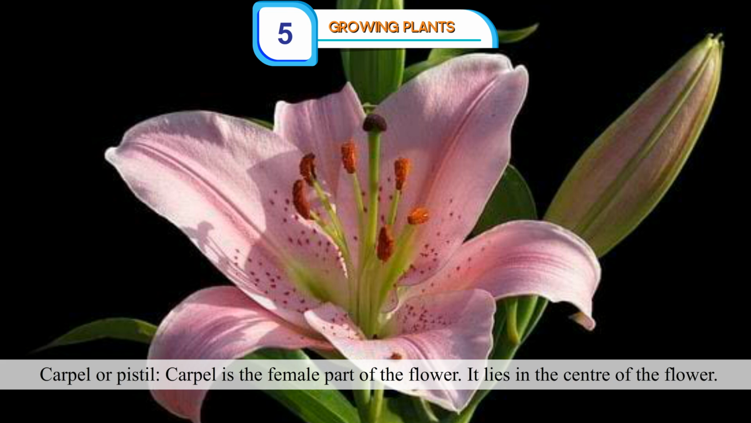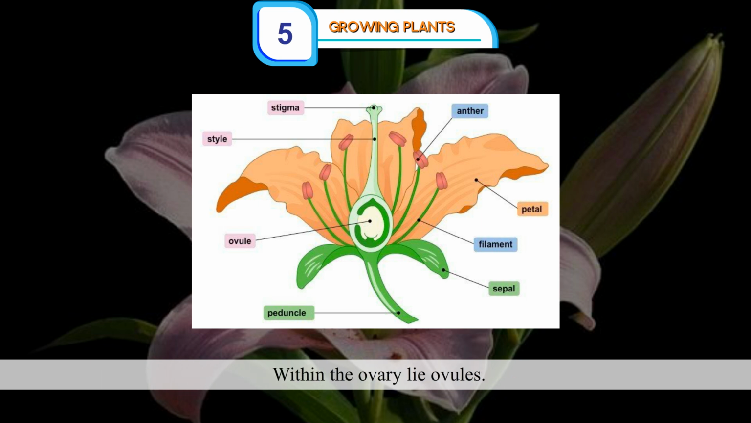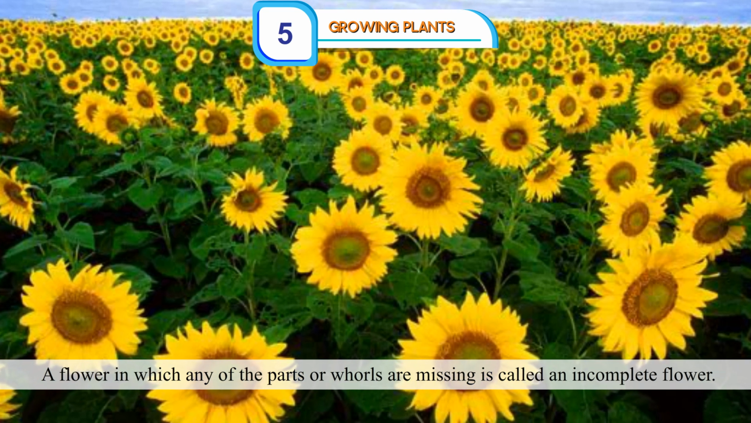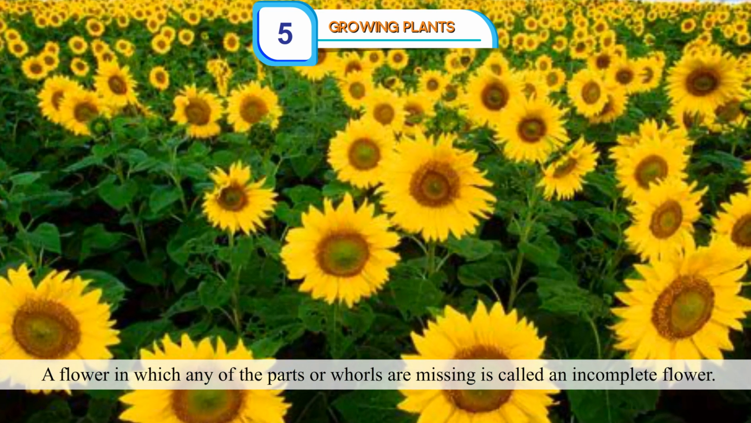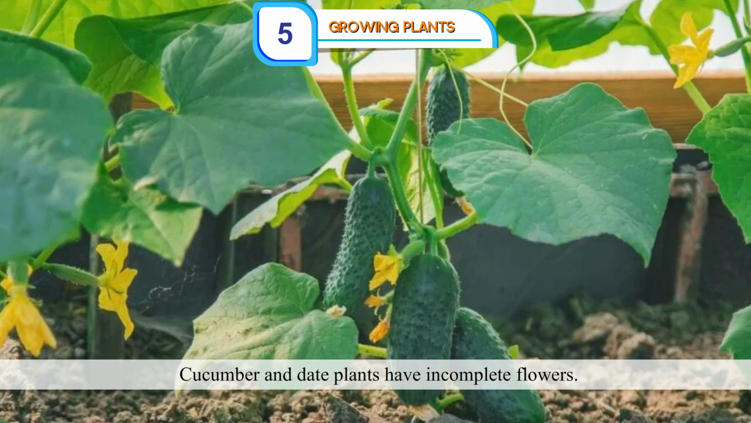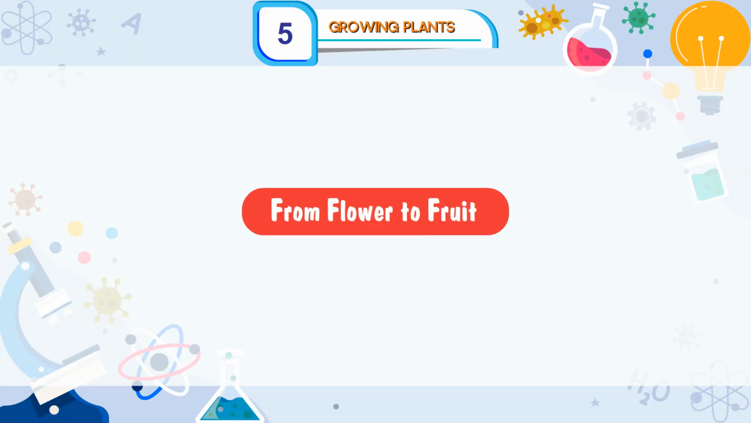Carpel or pistil. Carpel is the female part of the flower. It lies in the center of the flower. It has a sticky top called stigma, a long tube called style, and an ovary at the bottom. Within the ovary lie ovules. A flower in which any of the parts or whorls are missing is called an incomplete flower. Cucumber and date plants have incomplete flowers.